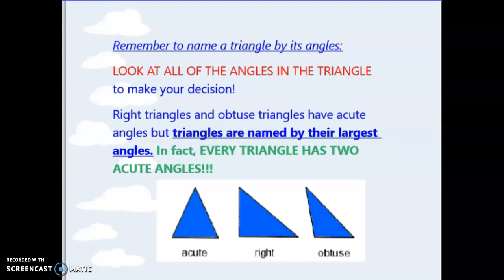All right, so important information on this page. You really need to put this in your memory bank. Remember, triangles are named by their largest angles. But don't let that confuse you. Every triangle is going to have two acute angles in it. It's impossible to make a triangle that doesn't have two acute angles in it. But we'll call the triangle by its biggest angle. So we'll call the acute triangle acute because that is the biggest angle in there. Right is the biggest angle in the second triangle, and obtuse is the biggest angle in the third triangle. All right, that's a lot of learning on that page.